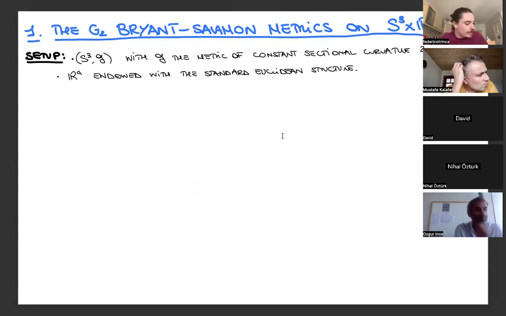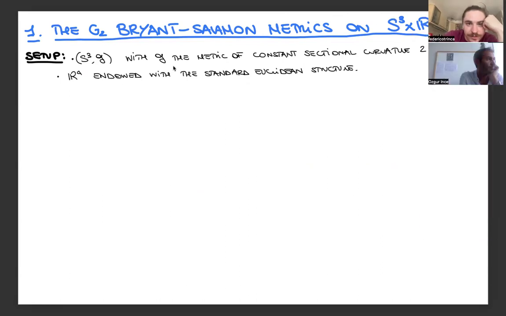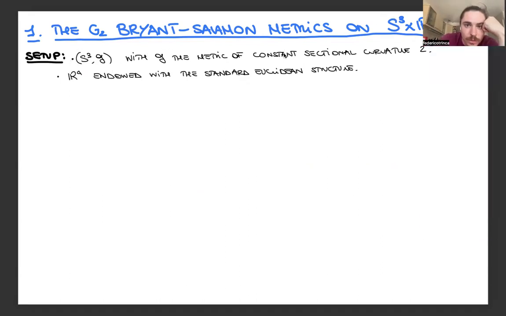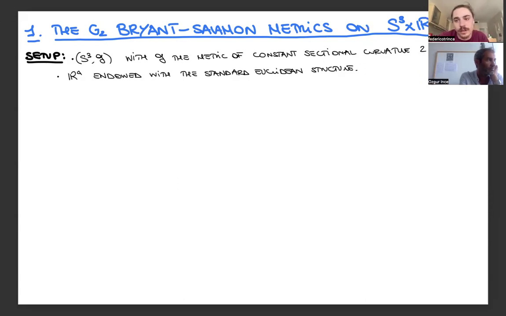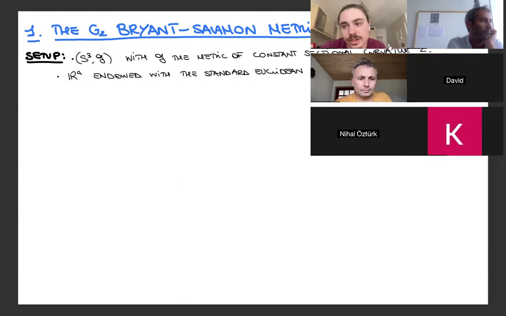Okay, if there are no questions about the history of G2 and Spin(7) manifolds, I will start by talking a little bit about the G2 Bryant-Salamon metrics on S^3 times R^4. So the setup is, we have an S^3, which we endow with the metric of constant sectional curvature 2. The 2 is just because it made my computation easier. And R^4 is just endowed with the standard Euclidean structure. So we have a nice product metric on S^3 times R^4.